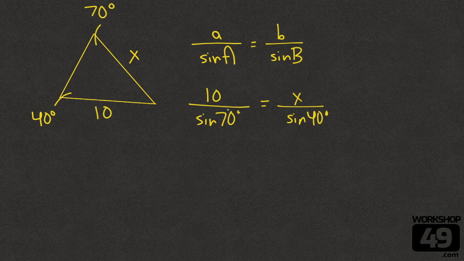We want to get this x all by itself. The only way we're going to be able to do that is if we multiply both sides by sine 40. Don't panic about that. We're just going to bring it up to the other side. No different than if it was the number 2. We'll squeeze that right in there.